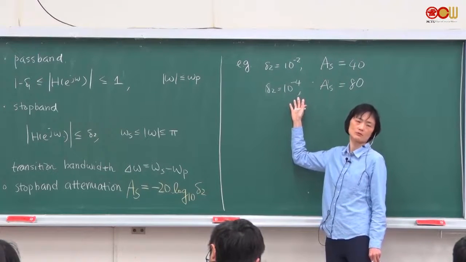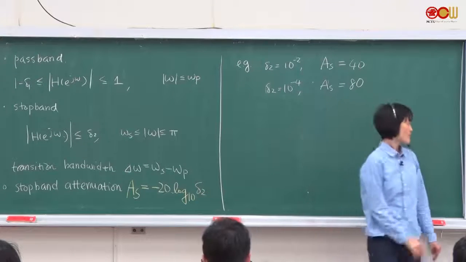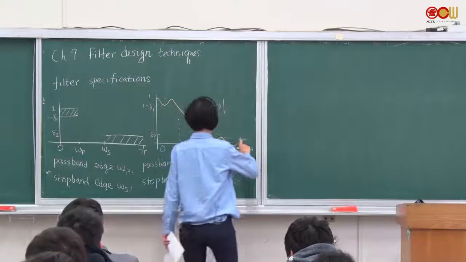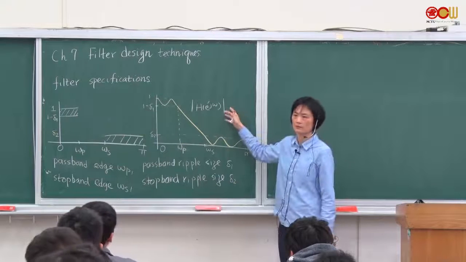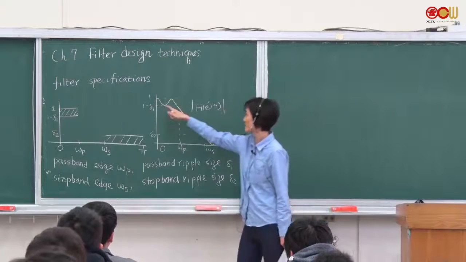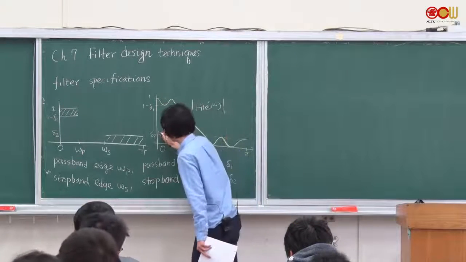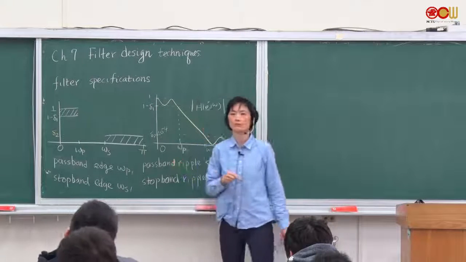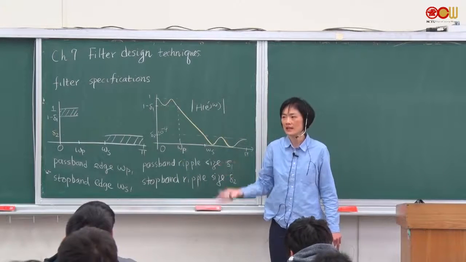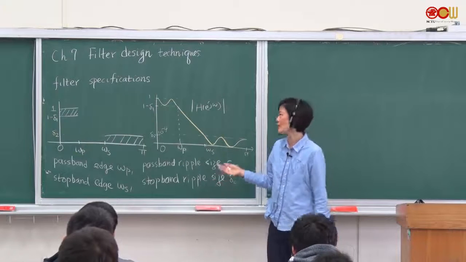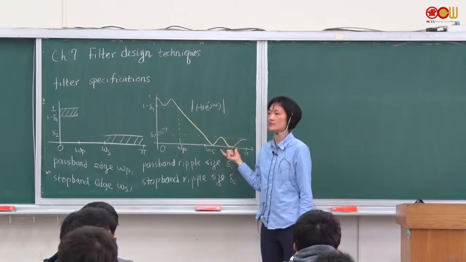Suppose delta 2 is 10 to the minus 4. Then when we look at the magnitude response, this is 1, and this is 10 to the minus 4. And after you design the filter, how do you know it meets the specification?